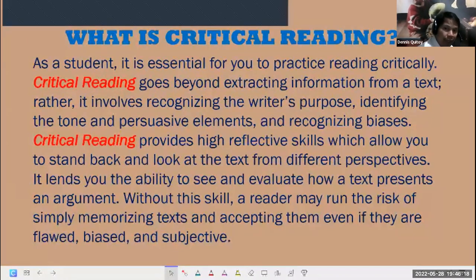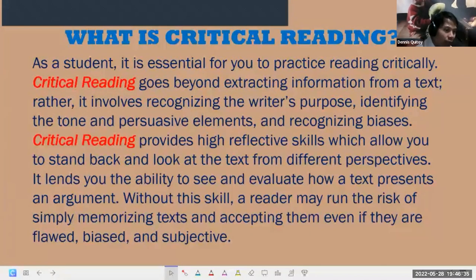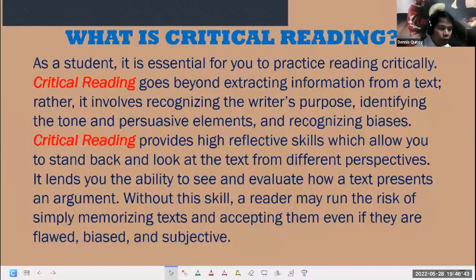And then accepting them, even if they are flawed, biased, and subjective. Subjective means what is true for you is sometimes not true for other people. So that is subjective. So okay, if you have questions, you can just directly ask me.